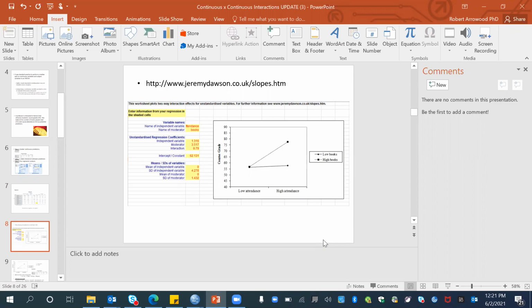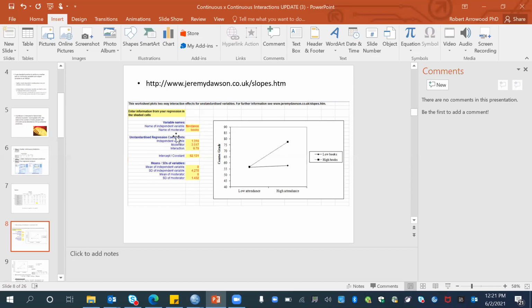They're really nice publication quality graphs that you can create really easily. So you'll notice here, this is exactly what the Excel file looks like. Whatever your independent variable is, you name it, so attendance. Whatever your moderator is, you name it. It automatically puts it into the graph. All that these are is these unstandardized regression coefficients.